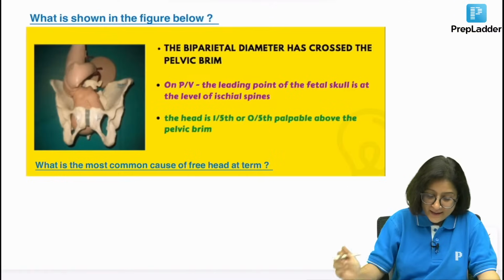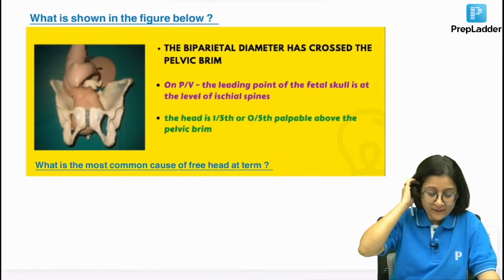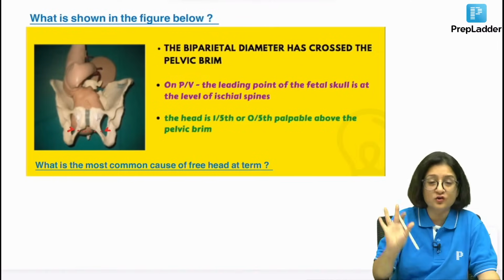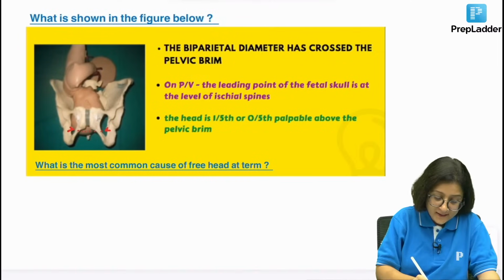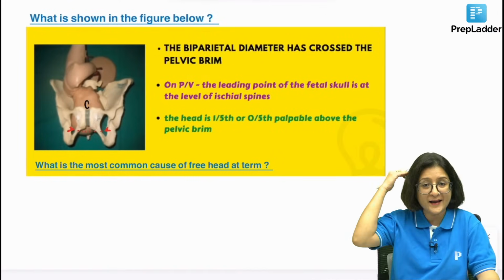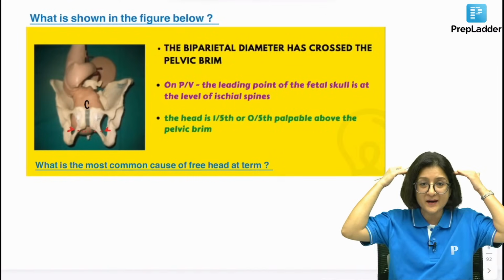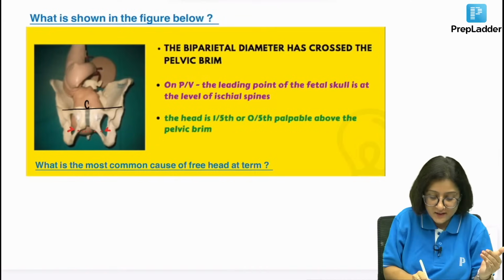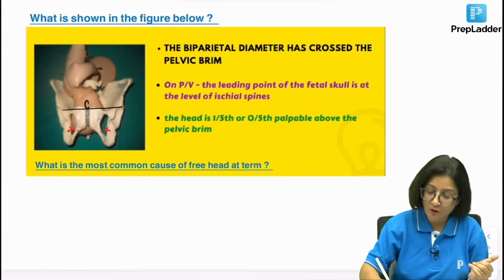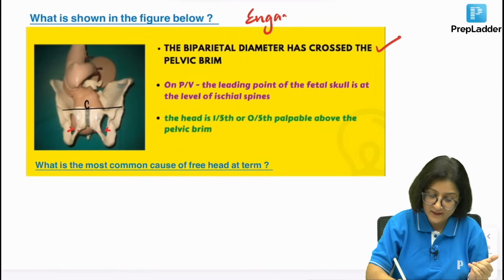Now, next slide. What is shown in the figure given below? See, this is the level of the ischial spines. The head has very well crossed the level of ischial spine, and this is the baby's ear. So basically what they're trying to show is that the biparietal diameter has crossed the pelvic brim. This is the definition of engagement. So this image is showing engagement, right?